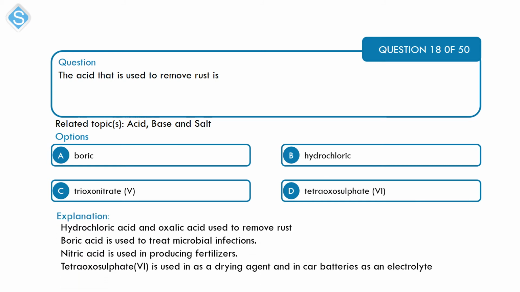Hydrochloric acid and oxalic acid are used to remove rust. Boric acid is used in treating microbial infections, infections caused by harmful pathogens. Nitric acid is used in producing fertilizers, and tetraoxosulfate 6 acid, that's H2SO4, is used as a drying agent. It is also used in car batteries as an electrolyte.